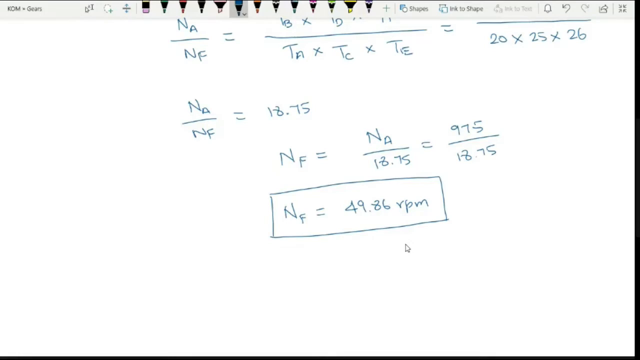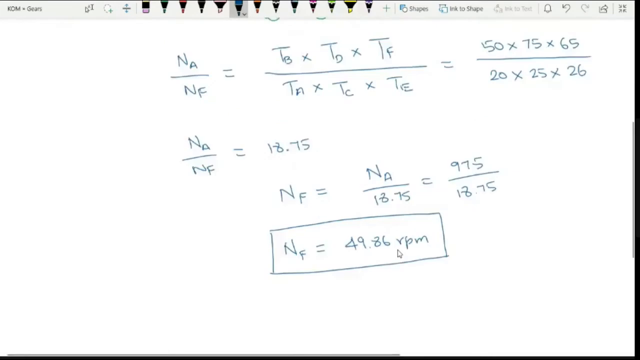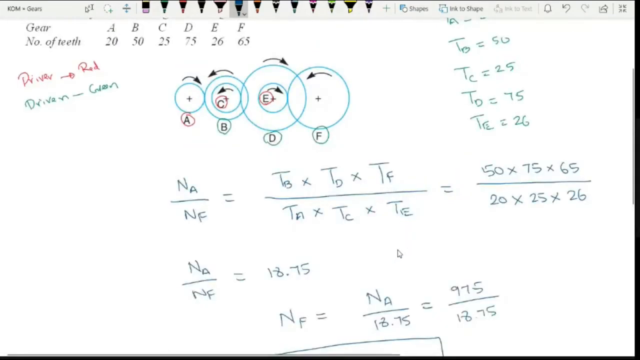Sir, one more time, can you go to that diagram and tell me how we can decide which is driver and which is driven? So you identify a driver, right? Whichever is connected to a driver will be a driven. A is a driver here. A is connected to B, so B is a driven.